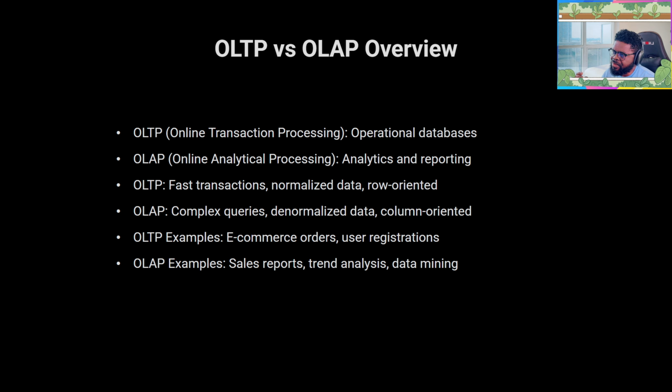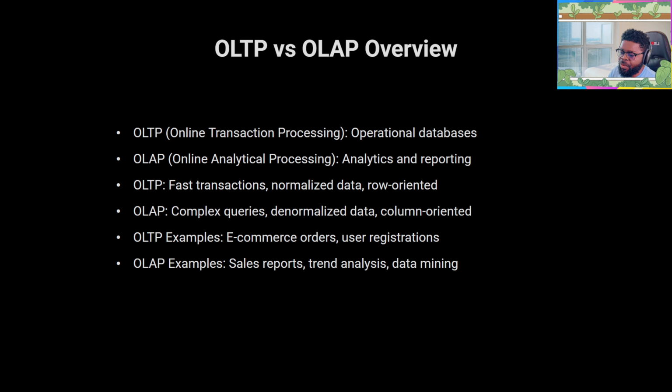The way it's written is a bit all over the place, but OLTP, like I said, is really orders, user registration, your cart. But when you think about OLAP, the examples there are basically sales. You want to report, you want to do trends, you want to do data mining, basically aggregating data and doing something with it. That's where OLAP shines. So OLTP is basically fast transaction, like I mentioned, normalized data, row oriented.